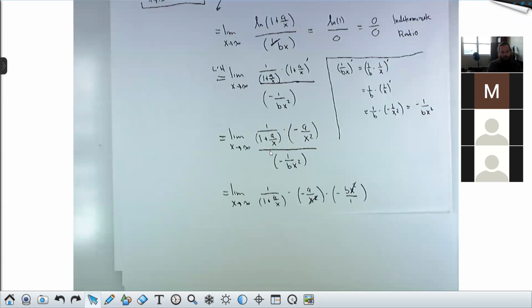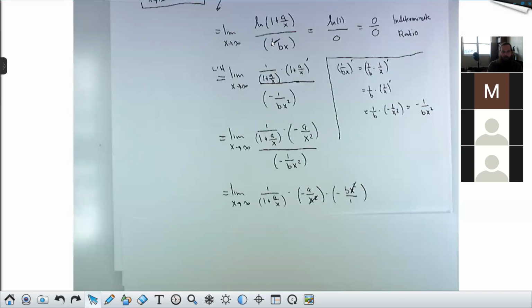Indeed, when I flip this piece upstairs as its reciprocal, I just bring this back up. It's going to be negative bx squared over 1, which the x squareds can cancel with the negative a over x squared term. This piece is just sitting there. When the x squareds cancel, this piece becomes negative a, this piece becomes negative b. Negative a times negative b is positive ab.